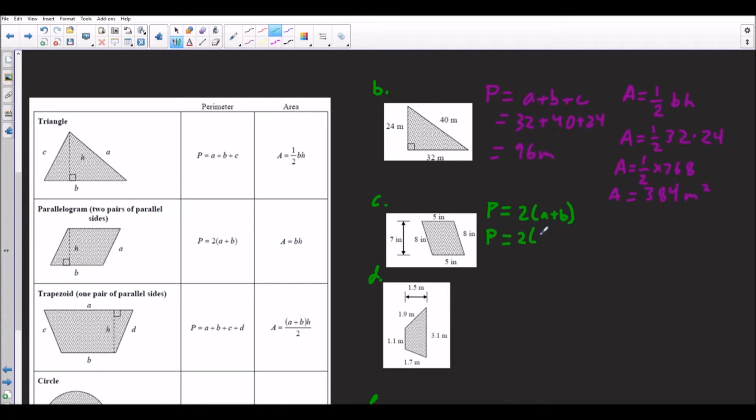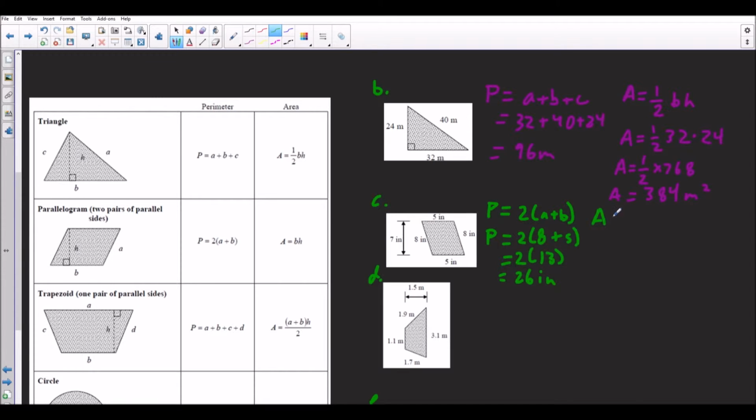So it's 2 times a, which is this side here, 8 plus, and b on our diagram is the bottom, so it would be 5. So our perimeter is equal to 2 times 13, which is equal to 26. And our units would be inches, because that's how far it is, and that's the unit that it's in.